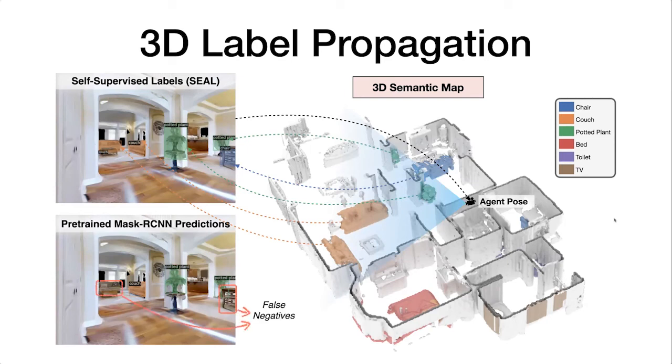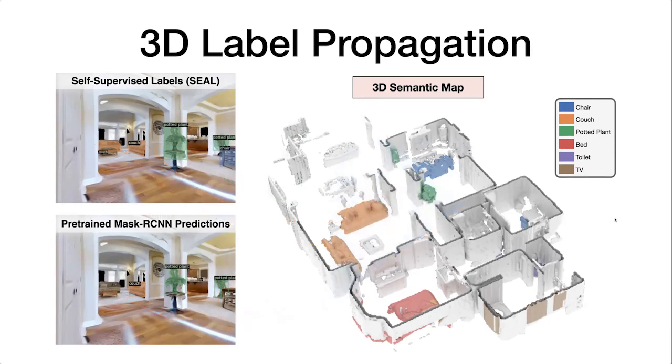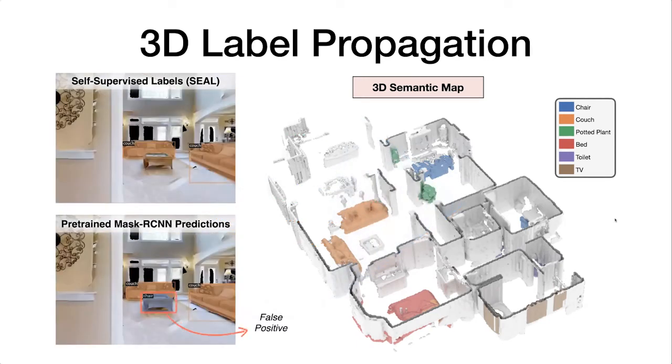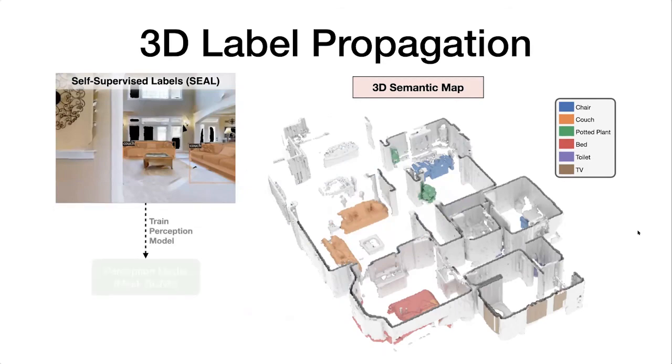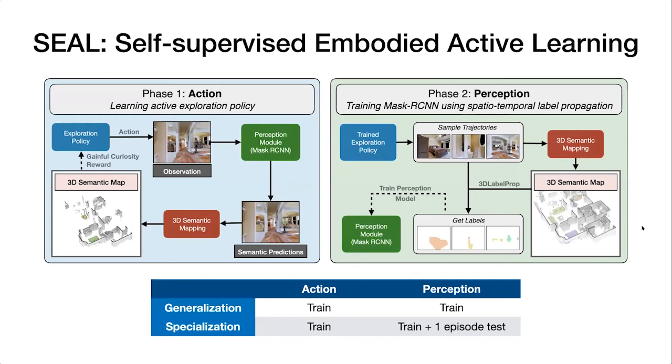And as you notice, Mask R-CNN will have false negatives, which our label smoothing doesn't have. If you go further along in this trajectory, you will also see false positives, which is, again, errors that we are able to clean up, right? And now, basically, you have good labels. And now what you can do is train a perception model. You can fine tune your perception model that you have. And just doing this process actually leads to improvements in performance.